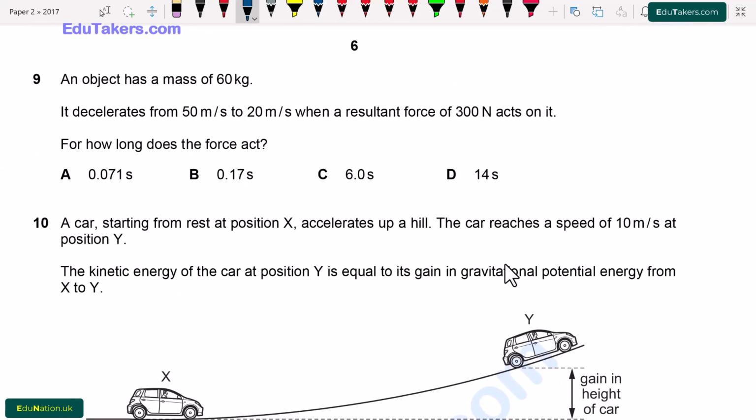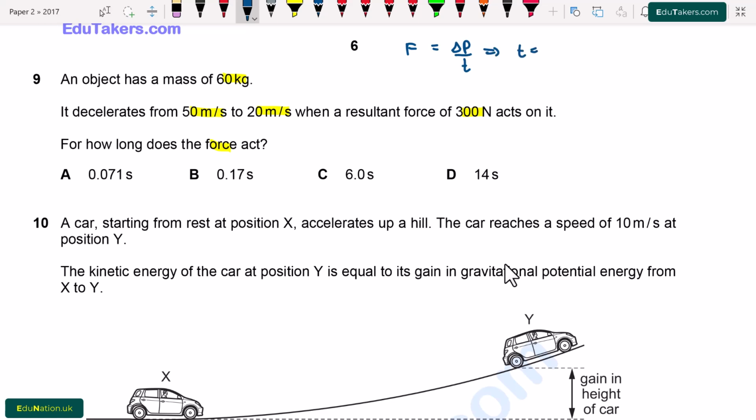Question number 9. An object has a mass of 60 kg. It accelerates from 50 meter per second to 20 meter per second when a resultant force of 300 Newton acts on it. For how long does the force act? So here we have to find out the time when mass and speed are given. Also the resultant force is given. So here I use the concept that force is equal to rate of change of momentum, that is delta P over T.